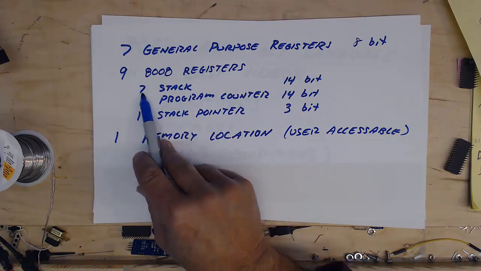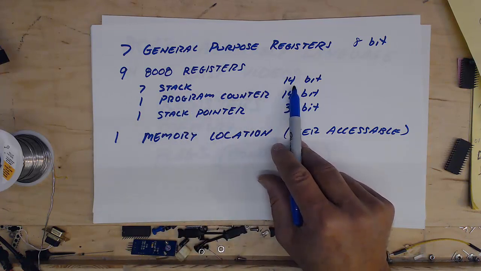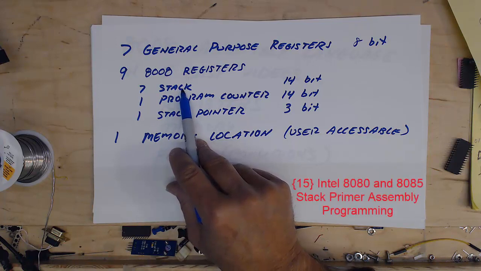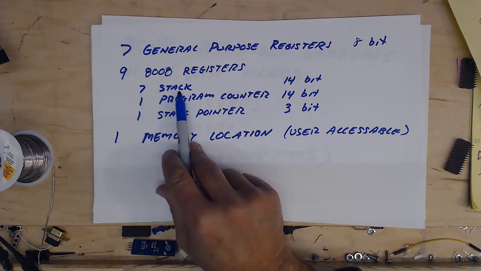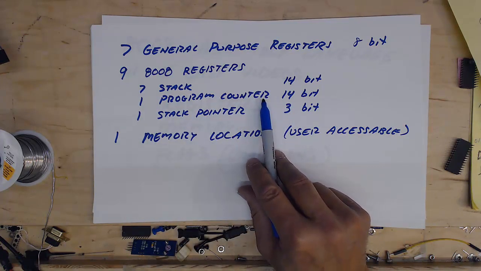There are 7 registers that are for the stack. These are 14-bit registers, and we'll talk a little later as to what the stack is. There's a video I have earlier about the 8080, 8085 stack. It's quite a bit different in the 8008. So for right now, we're going to leave this for later and just say there's 7 registers that are the stack. There's 1 register, it's again a 14-bit register, that is the program counter.